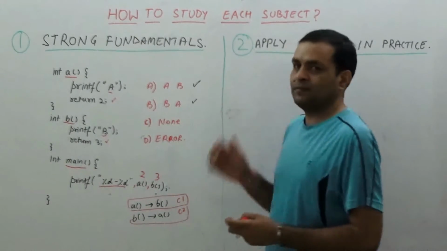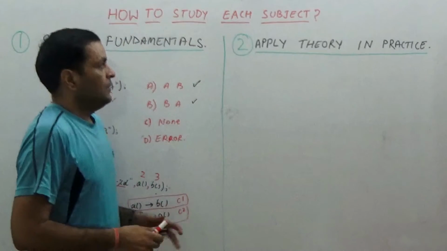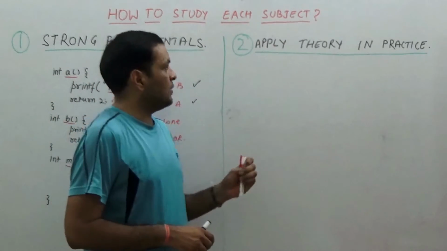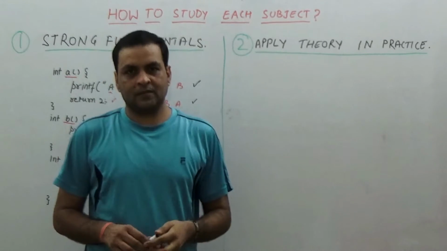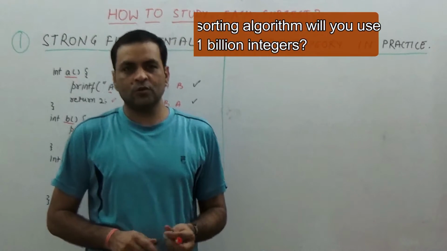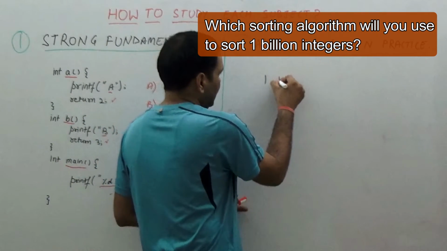Let's come to the second thing. The second thing is apply theory in practice. Let us take one question to understand what it means to apply theory in practice. The question is: which sorting algorithm will you use to sort 1 billion integers?